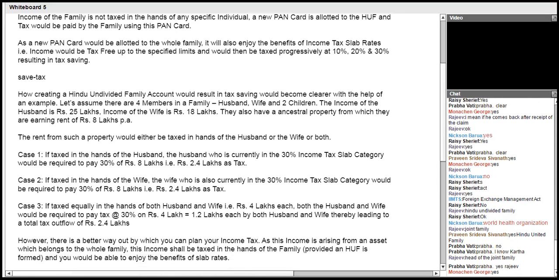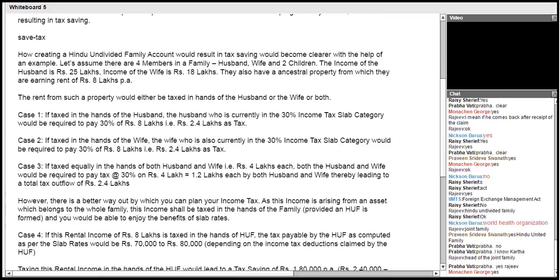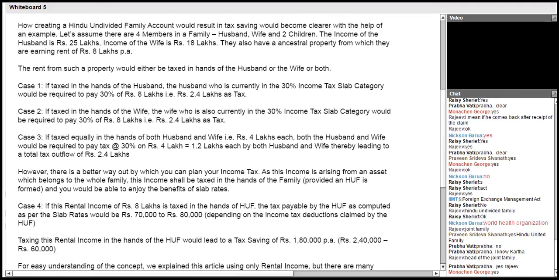But if it is taxed equally in the hands of both husband and wife, rupees 4 lakhs each, both the husband and wife would be required to pay 30%. That is 1.2 lakhs. So this is how they can save 1 lakh. Is it clear to everyone now?